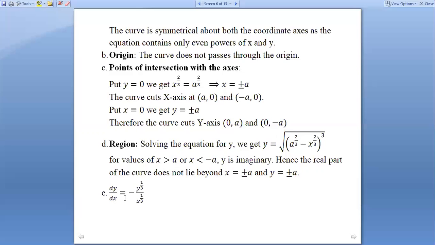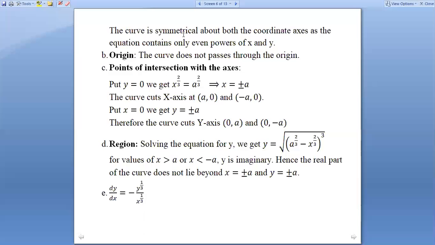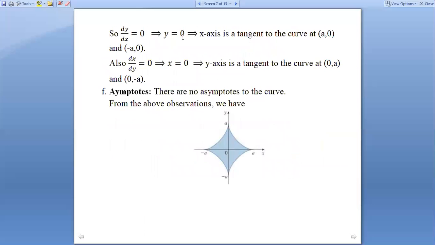Now when we look at dy by dx, we get minus y power 1 by 3 by x power 1 by 3. So if dy by dx is equal to 0, then y is equal to 0. You equate it to 0, you'll get y is equal to 0. That means y is equal to 0, the equation of the x-axis, is a tangent to the curve at (a, 0) and (minus a, 0).